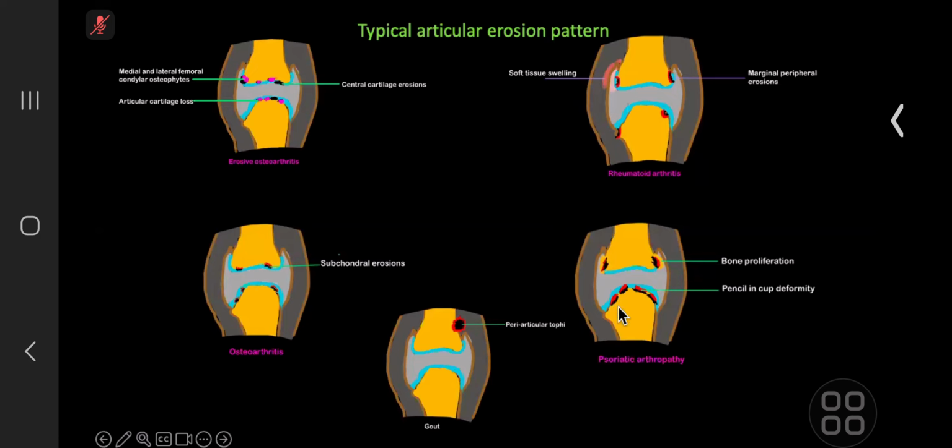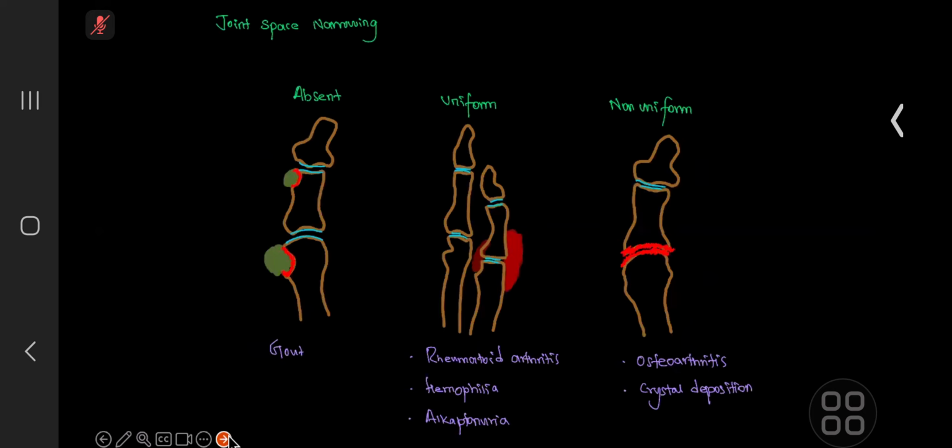So as the disease progresses, you will see this central cartilage loss and osteodestruction with progressive pencil-in-cup deformity in psoriatic arthritis. The next one is whether it is uniform bone loss or non-uniform, or whether there is any absent joint space destruction. If there is absent joint space destruction, then you have to think of gout, where there will be juxta-articular soft tissue swelling.